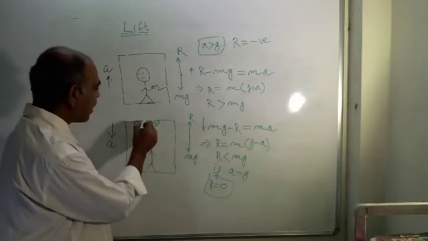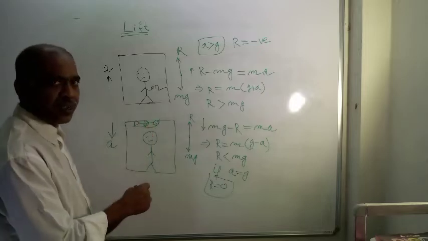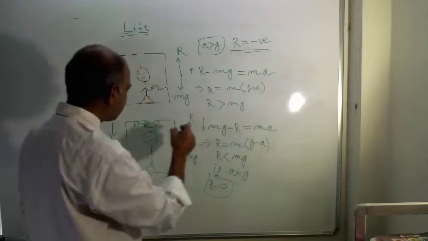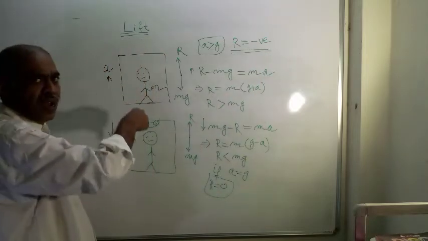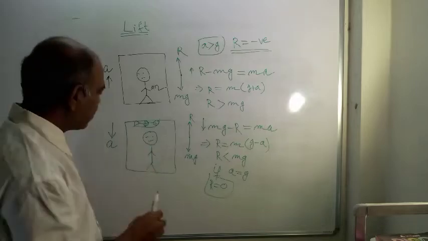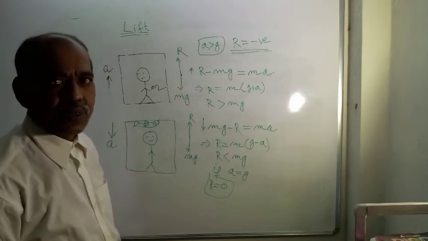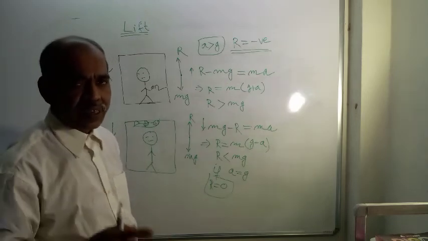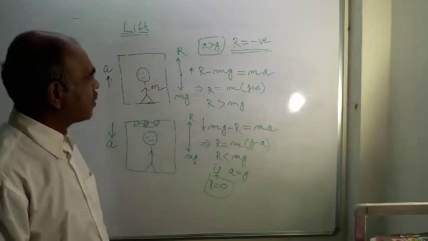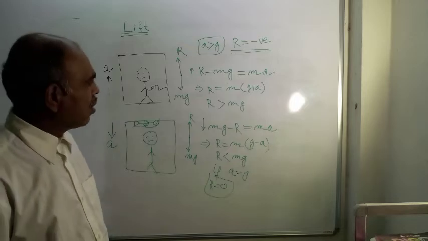And in that case, the reaction will be acting in this direction, in the downward direction. Negative reaction means the reaction will be acting in the downward direction, and it will be possible only when the man is stuck to the ceiling of the lift. That is very interesting. So R is equal to negative means this case.